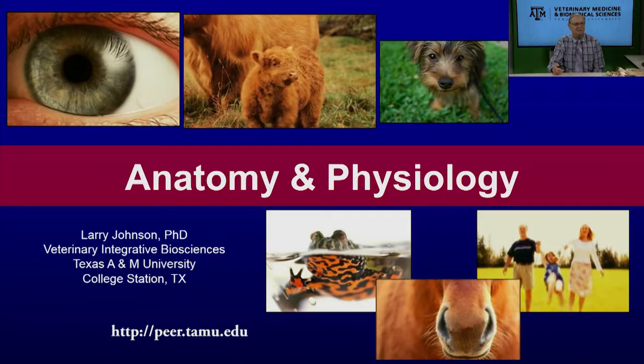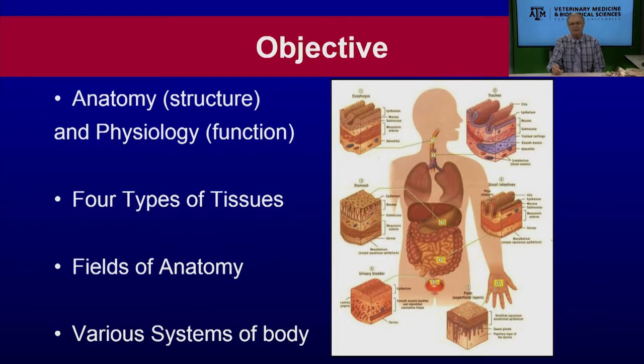Today we're going to talk about anatomy and physiology. Here we can see anatomy in various species. We can see the eye, a little calf there, a horse at the bottom, a frog, and we can see individuals. All these have both structures and functions of those structures, and that's what we'll be talking about today.